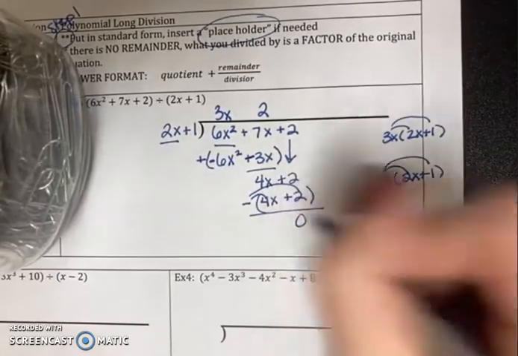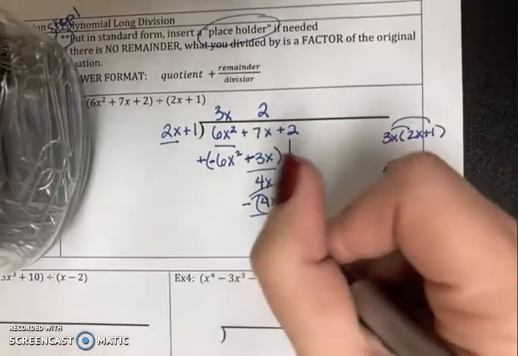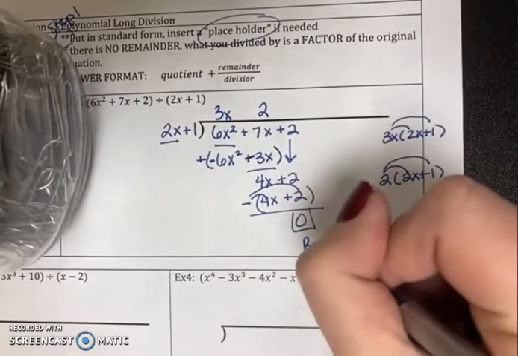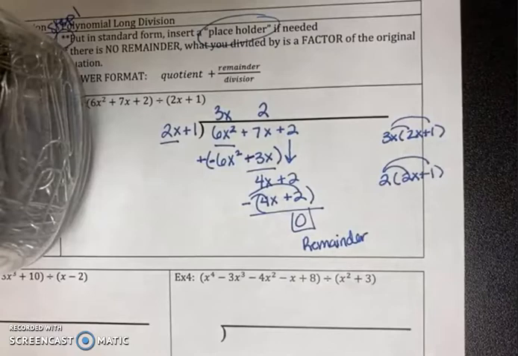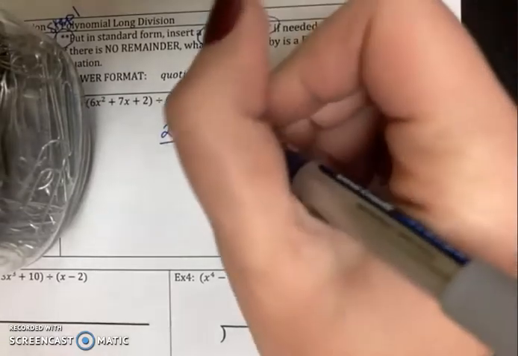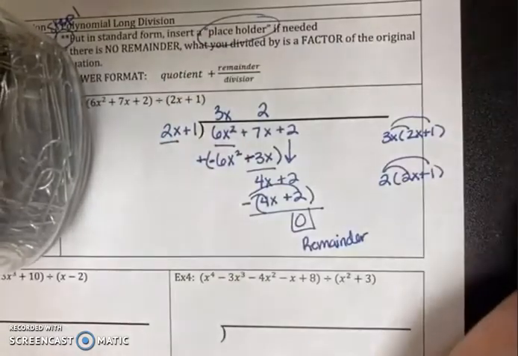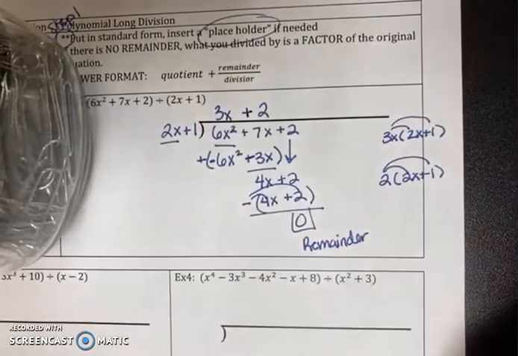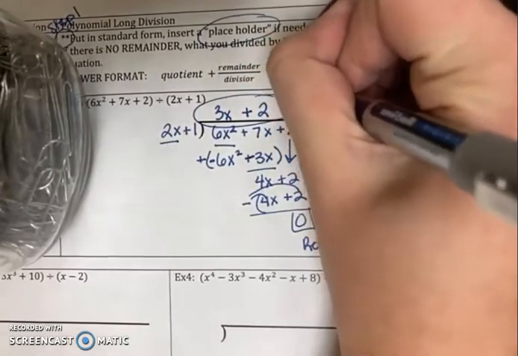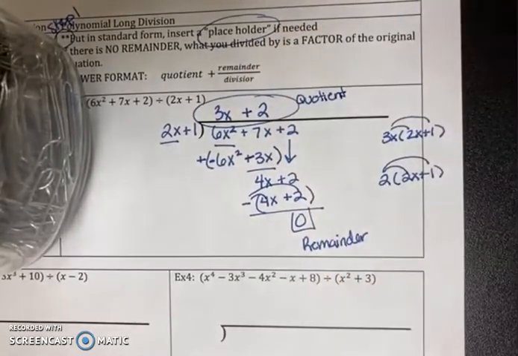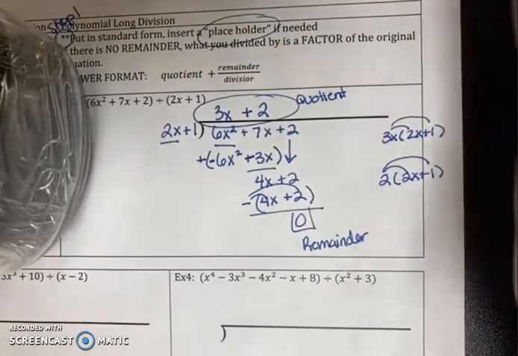So everything's canceled out in this case, meaning that we have a remainder of 0. Meaning that my quotient, my final answer, will be 3x plus 2, because we multiplied by a positive 2. And that's the answer. That's our quotient. It's just going to take some practice. Let's take a look at another one.